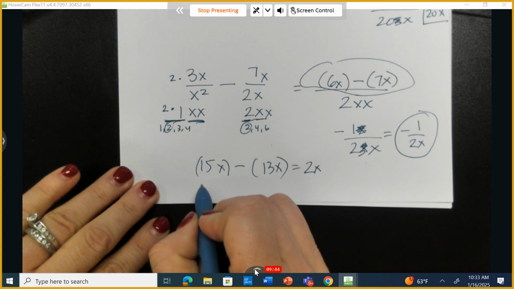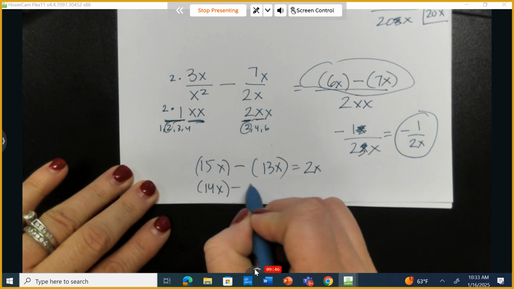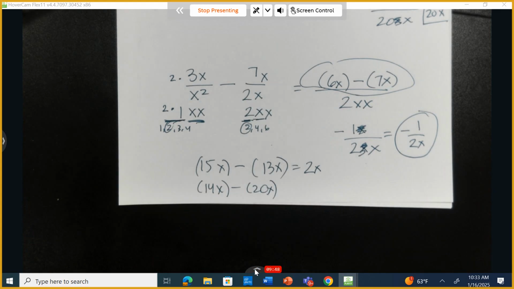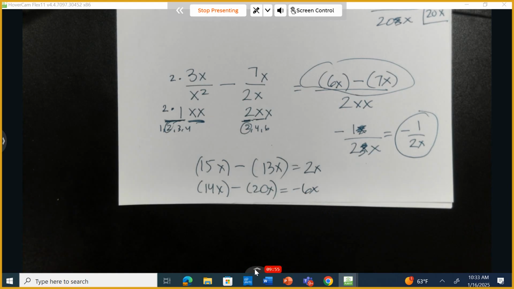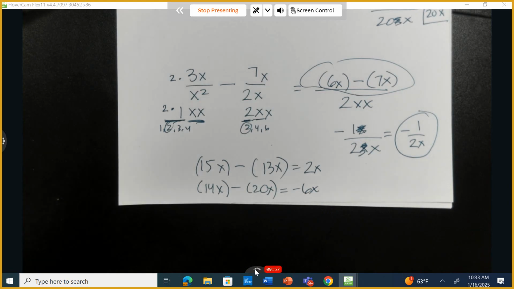But let's switch it up. Let's say if I said 14x minus 20x. Well, they have the same number of x's, so I can combine them. So now you type in 14 minus 20. 14 subtract 20 is a negative 6, and there's your x. Does that help you? Okay, let's go on.